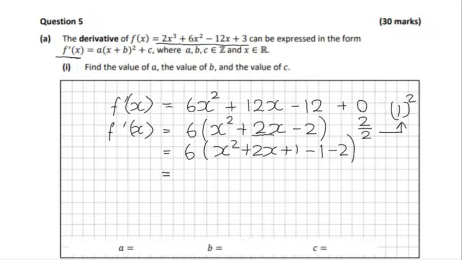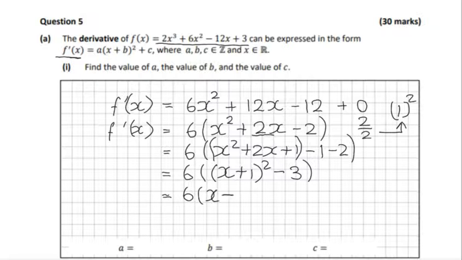Now let's keep the brackets together here, because that's going to be this square, x plus 1 all squared. Outside that will be minus 3. And now we can multiply back by our 6 and we get the parabolic form. So a is 6, b is 1, and c is minus 18.